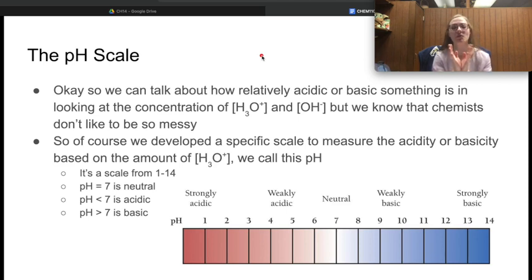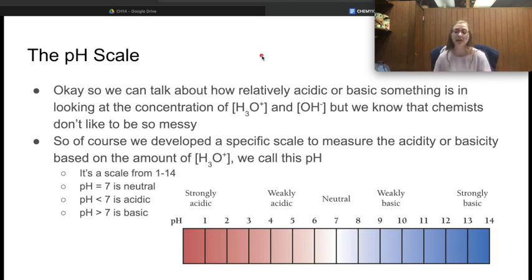Well, we can talk about how relatively acidic or basic something is by looking at the concentration of H3O+ versus the concentration of OH-. However, when we're looking at these concentrations, they tend to be very small. They're usually less than 1, so we end up with these weird numbers that we keep in scientific notation to try to keep track of them. But then I'm comparing things like 10 to the minus 6 to 10 to the minus 8, and I tend to get that stuff mixed up all the time, which one's bigger, which one's smaller.